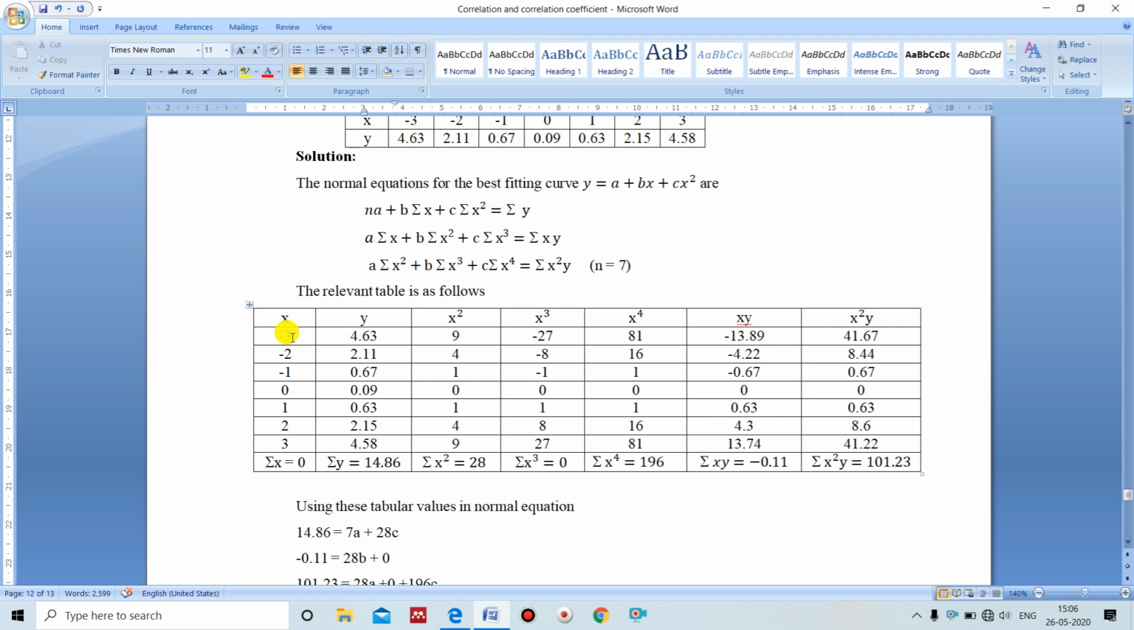So x square means minus 3 square is 9, minus 2 square is 4, minus 1 square is 1. So like that, 3 square is 9. So x cube means cube of this: minus 3 cube is minus 27, minus 2 cube is minus 8, like that 3 cube is 27.